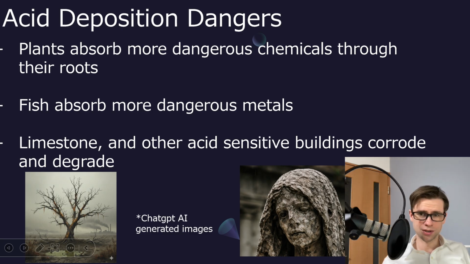Fish absorb more dangerous metals. So once these metal ions that have been oxidized get into lakes or rivers or ponds or whatever, they're now more mobile, flowing around, dissolved in the water, and the fish will either eat things or breathe it through their gills and absorb dangerous metals and other compounds. Also, in terms of buildings and structures, limestone and other acid-sensitive buildings, there's quite a few, but limestone is clearly one of the weakest. These corrode and degrade when in contact with acid rain.